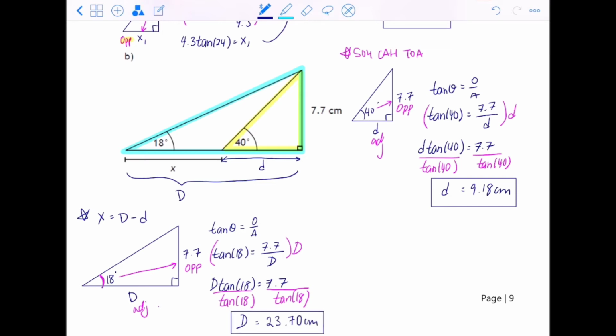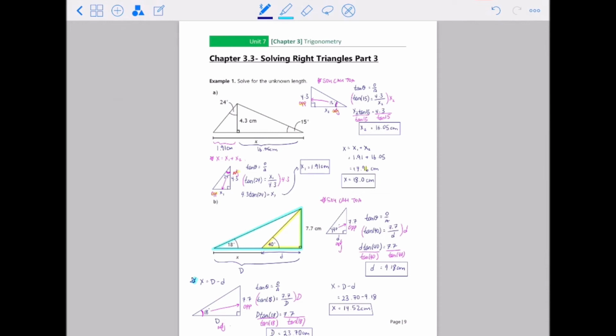All right, so we have found another value here. So now we can go back to our starred statement right here. We can say since x equals capital D minus little d, we can do 23.70 minus 9.18, and this one turns out to be 14.52 centimeters. So we have found x. That's it for example 1.